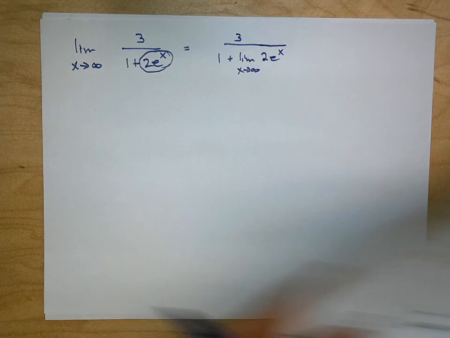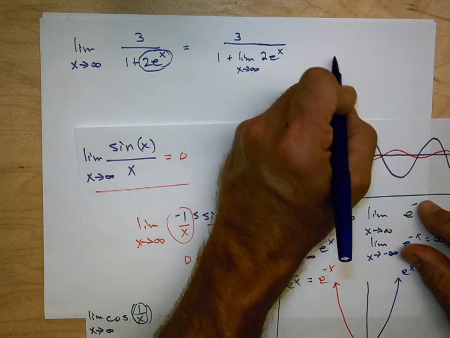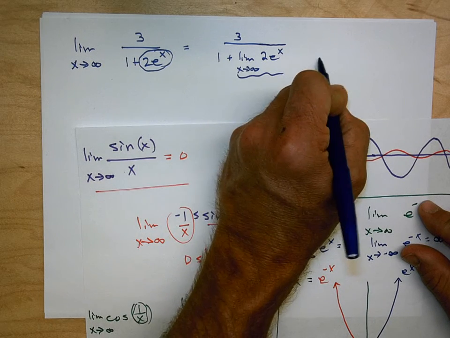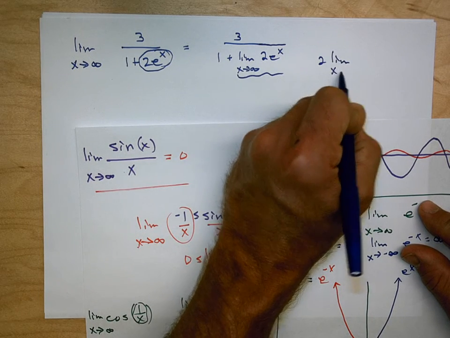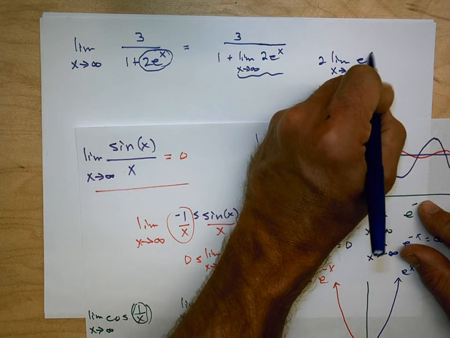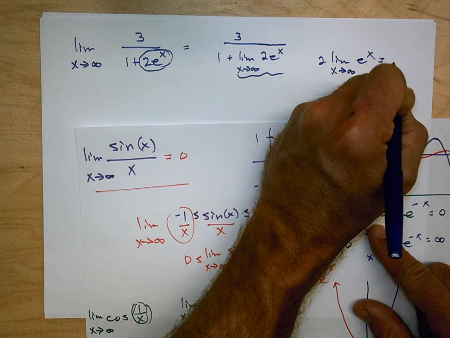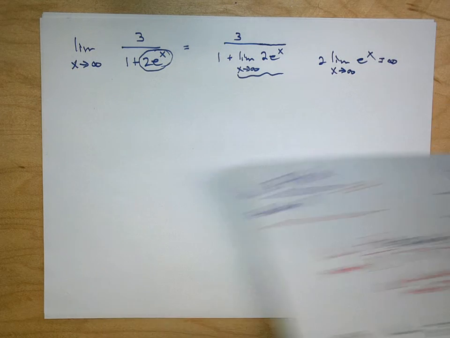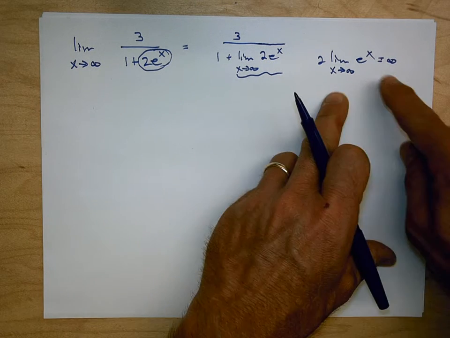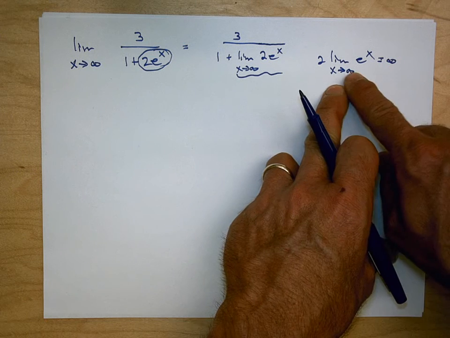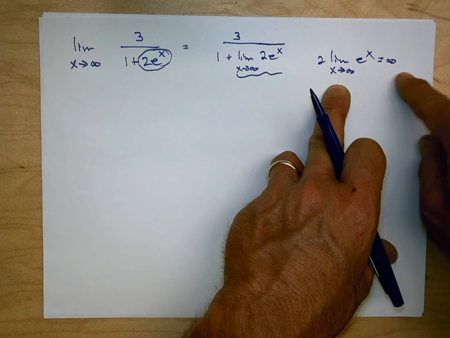So if we wanted to look at this a little bit closer, we could rewrite this whole thing as 2 times the limit as x goes to infinity of e to the x, and we know that that limit equals infinity, right? So that's an infinite limit. We just have to remember what that means. It doesn't mean that infinity is a number. It means that this grows without bound as x gets larger and larger.